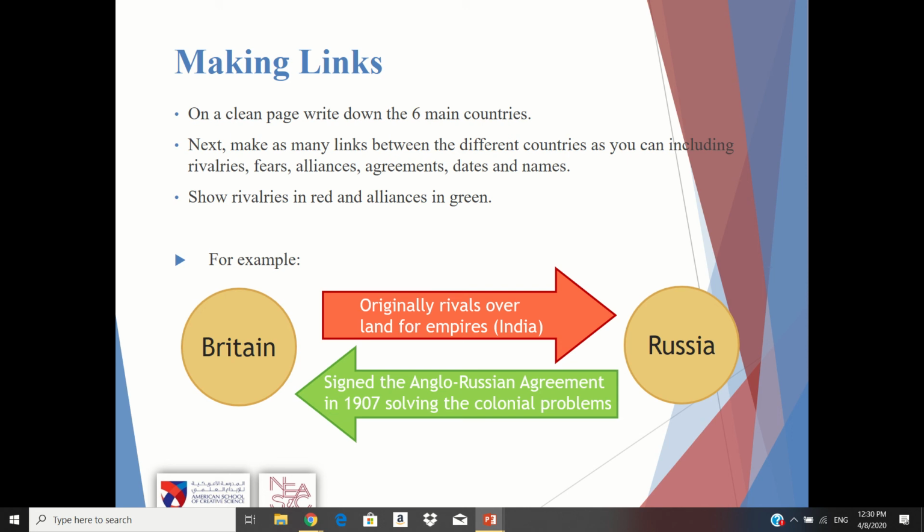For example, you have Britain and Russia in red or in orange, as you can see here, originally rivals over land for empires, India. In green, you have the alliance. It signed the Anglo-Russian Agreement in 1907, solving the colonial problems.